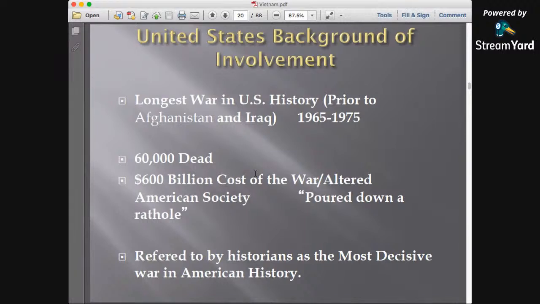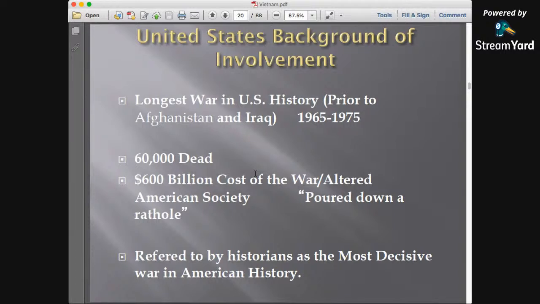Okay, a few more slides, folks, and then we'll call it a day on the very first mini lecture. United States background of involvement. It's important to look at this because it's the longest war in U.S. history prior to Afghanistan and Iraq, because we've been involved in that for nearly 20 years. But the war itself saw an official declaration of war after the Gulf of Tonkin incident. This conflict would last from 1965 to 1975.